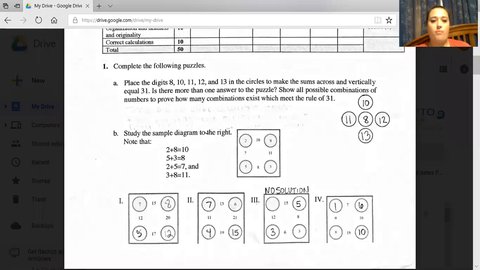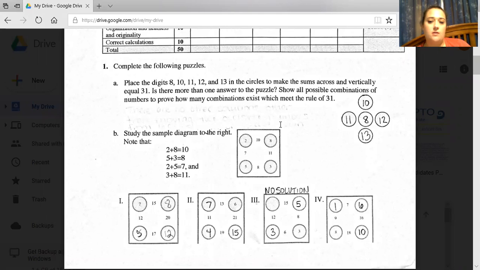Good morning. This is my Zoom report for Chapter 1, Module 1, Thinking Critically. Our exam begins with number 1, complete the following puzzle.